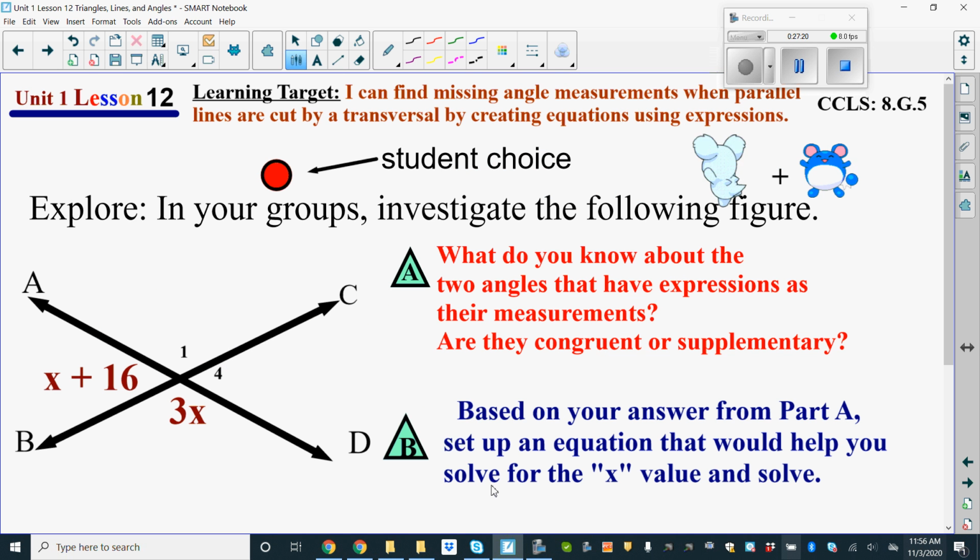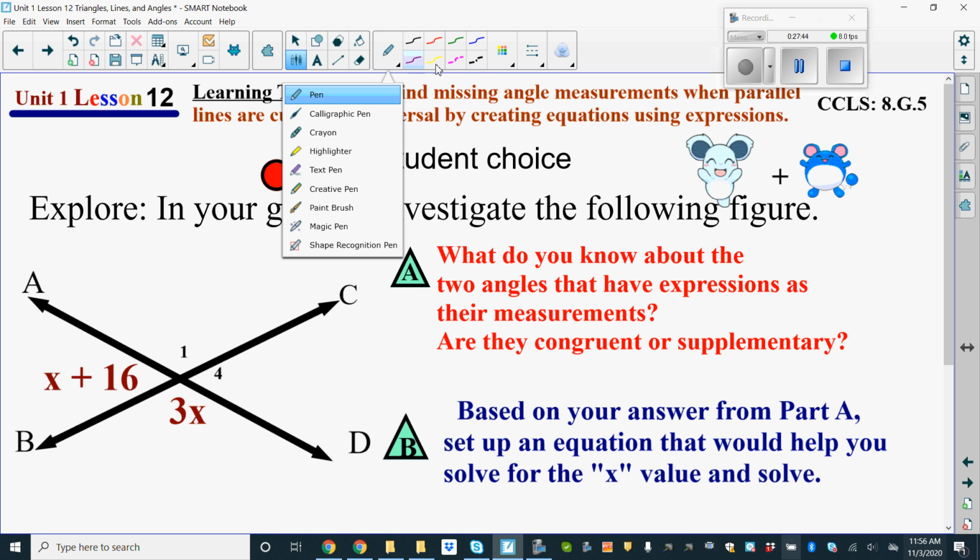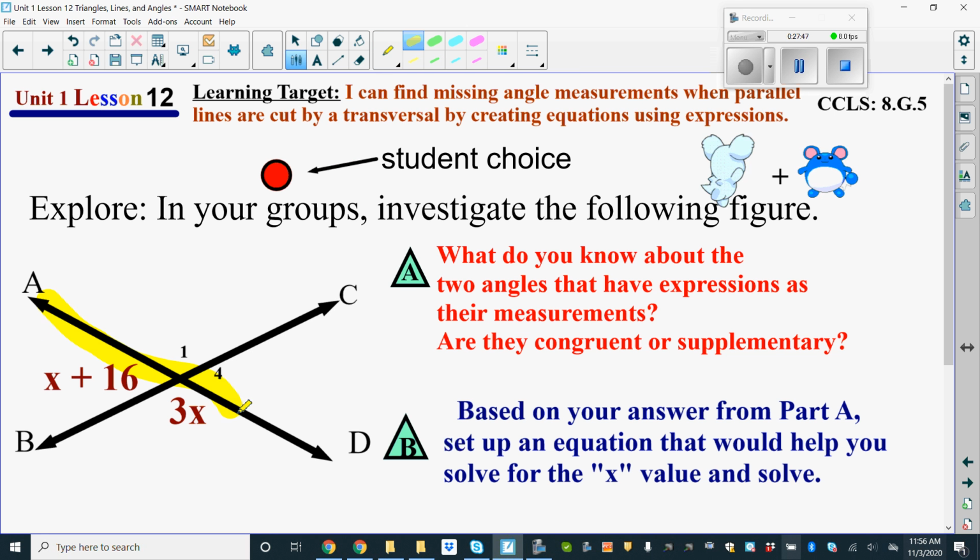Okay. Now we see this picture again, but now we need to determine, are these angles given by the expressions congruent, or are they supplementary? In order to be congruent in this picture, they have to be equal to each other, and that means they equal each other if they're vertical. In this case, we have x plus 16 directly next to 3x. We see that they are on this line. Okay, so we have a straight line. So we know that they are going to add up to 180 degrees. Therefore, these are going to be supplementary to each other.